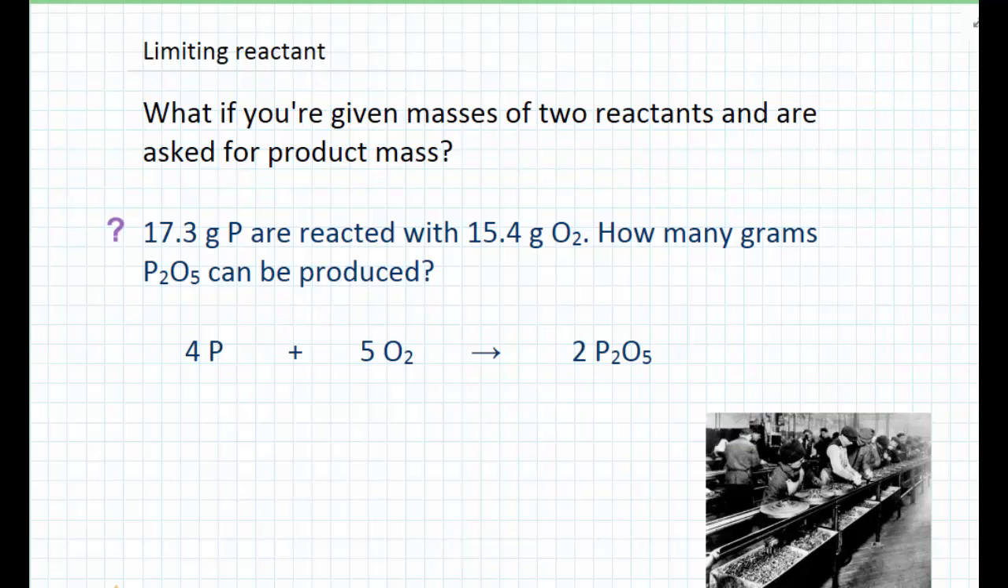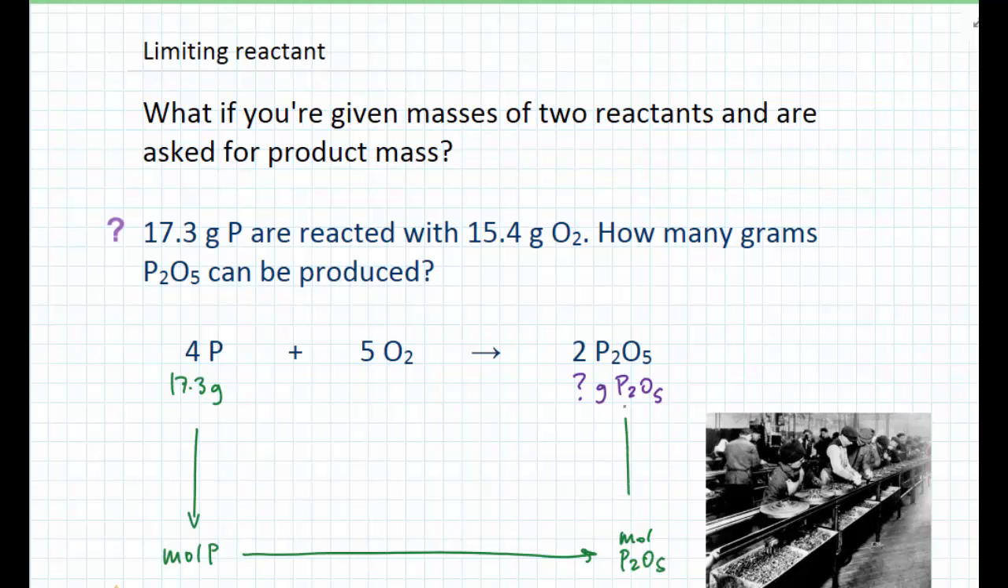Let's start by making that little diagram here. So that's 17.3 grams of phosphorus, and we ultimately want to know how many grams of P2O5. Okay? Well, we're going to do like we did before, grams of phosphorus to moles of phosphorus, way over here, moles of P2O5, grams to moles to moles to grams. That would be just a linear sequence, just like we did on the last page.